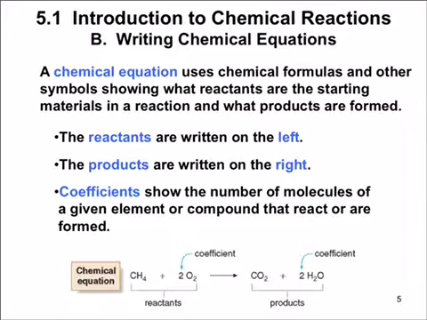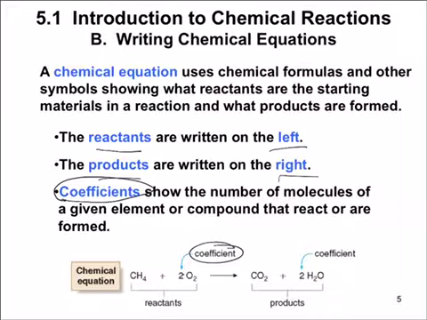So how do we show a chemical reaction? We do that through writing chemical equations. Okay? A chemical equation shows us what's happening to the materials by showing us the formulas for both the products and the reactants. Okay? And the way we do this is pretty standard. Reactants are written on the left. Products are written on the right. Now, we use coefficients in front of our formulas to count out the number of molecules or atoms present.